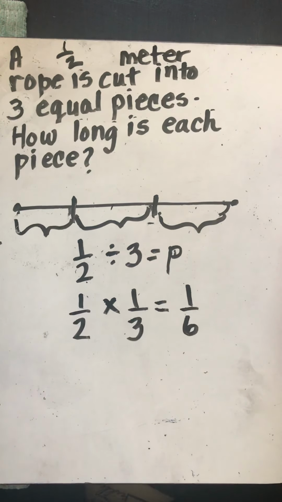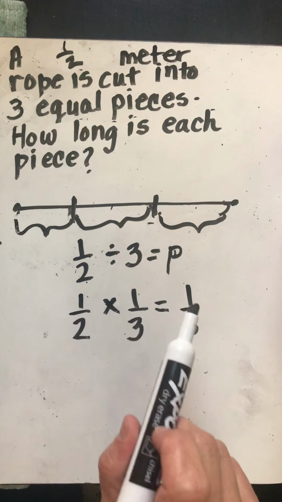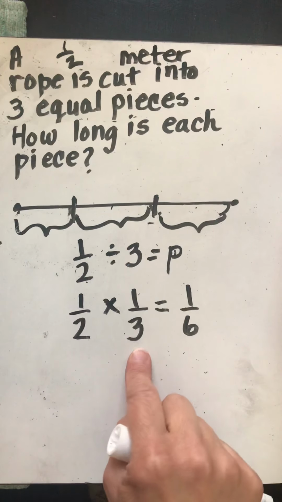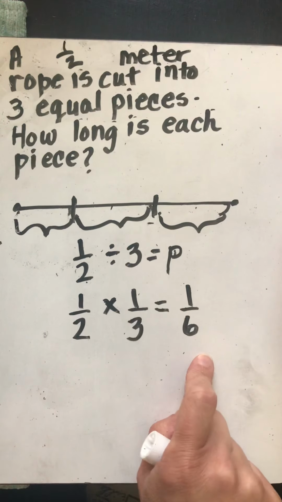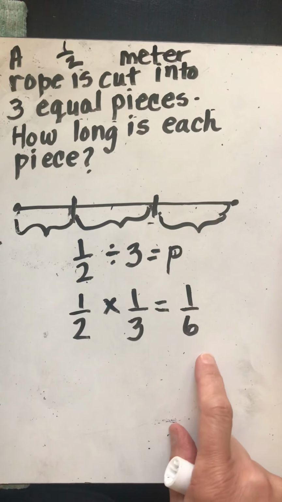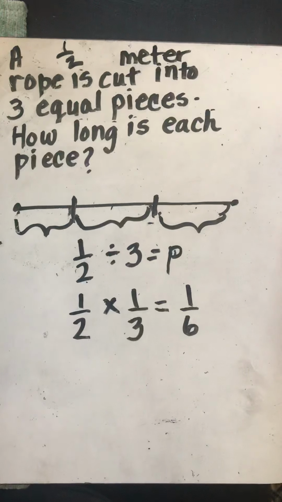So what I want to show you here is that this division problem, 1/2 divided by 3 equals P, and 1/2 of 1/3 equals 1/6 are related. They're related problems. There is an algorithm for dividing fractions. I'm going to show that in another video, but I want you to understand the background information for how to divide fractions, what it actually means you're doing. So I'm hoping that that helped.